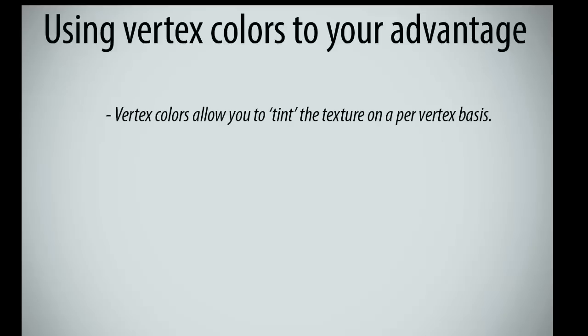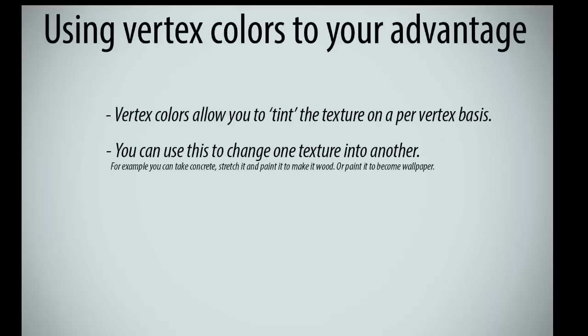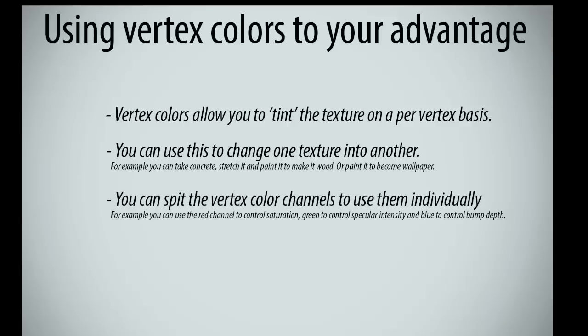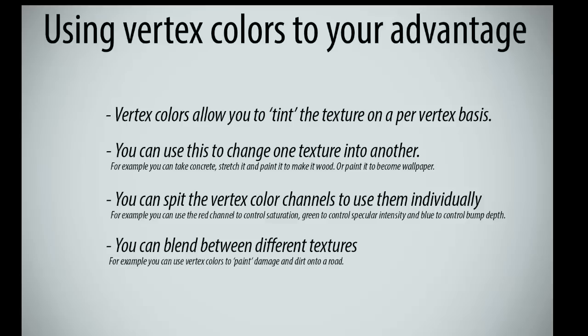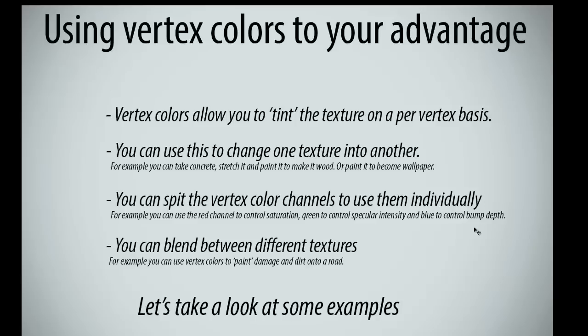So let's take a look at using vertex colors to your advantage. So vertex colors, they allow you to tint the texture on a per vertex basis. So you can use this to change one texture into another. For example, you can take concrete, stretch it, paint it to make it wood, or paint it to make it become wallpaper. You can split the vertex color channels to use them individually. For example, you can use the red channel to control saturation, green to control specular intensity, and blue to control bump depth. You can also blend between different textures. For example, you can paint vertex colors to paint damage and dirt onto a road. So let's take a look at some examples.